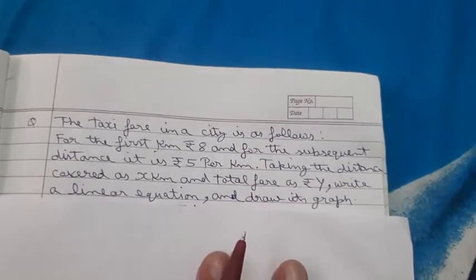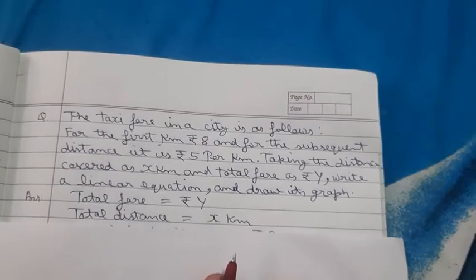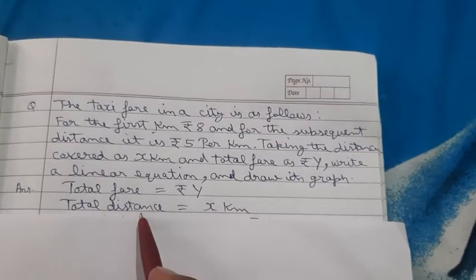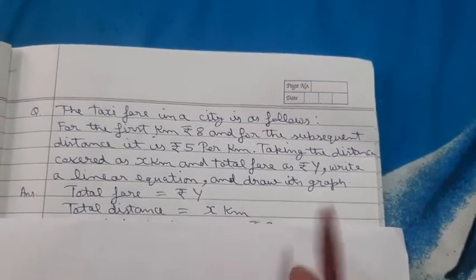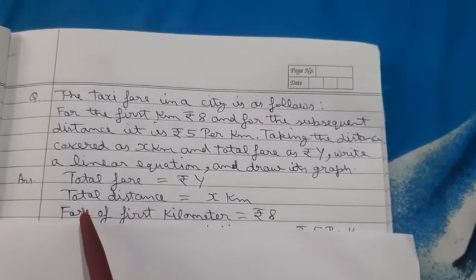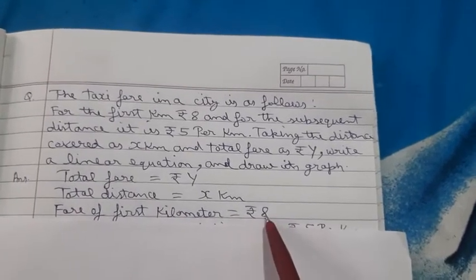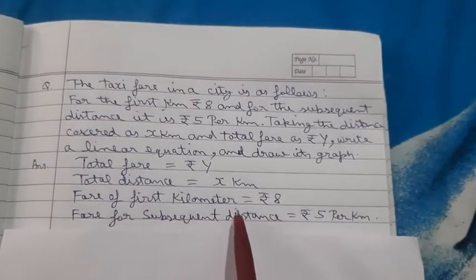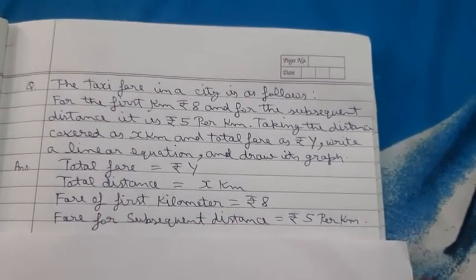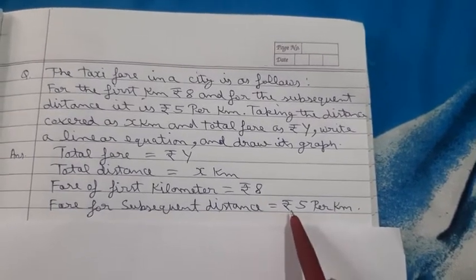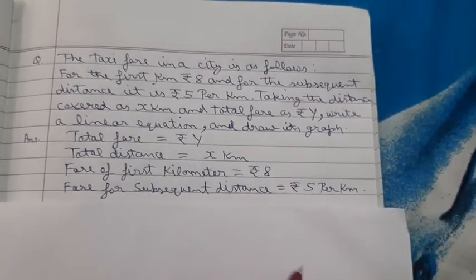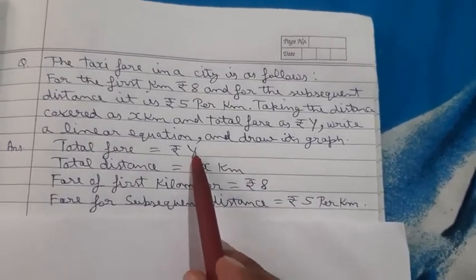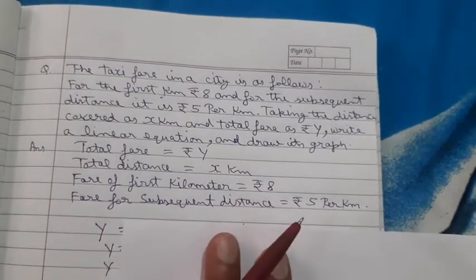So this situation, ultimately we are converting in these steps. The total fare will be rupees y, the total distance covered will be shown by x kilometers. The fare for the first kilometer will be rupees 8, it is fixed, and the fare for the subsequent distance, that is after the first kilometer, any kilometers he or she goes, will be rupees 5 per kilometer. So we will try to make the equation for total fare y. So here it is, total fare y.